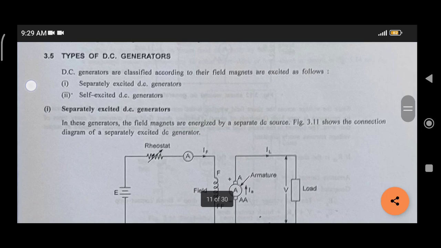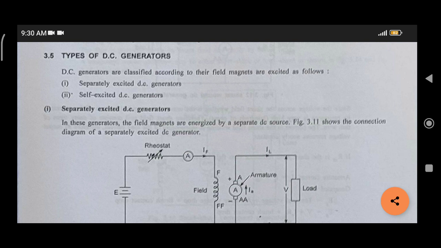Now we are going to study the types. What are the types of DC generators? Basically we have two types. One is the separately excited DC generator, and the second is the self-excited DC generator.